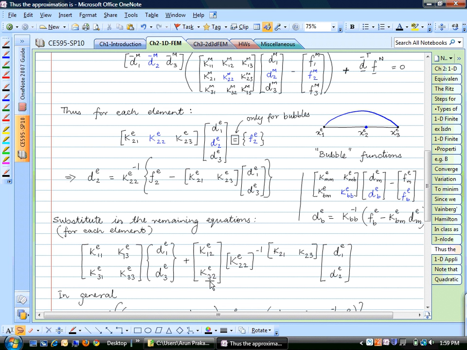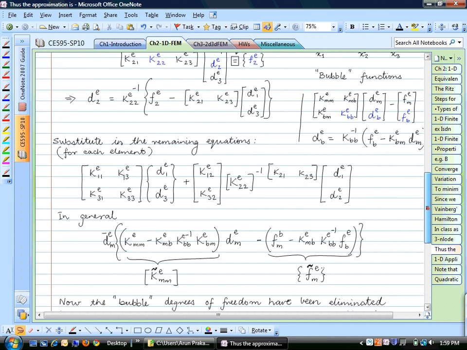KE32, that's right here. So this is a 2 cross 1 multiplied with a 1 cross 2. This will also give you a 2 cross 2, right? In the middle here, it's just a scalar in this case because we have only one bubble shape function. But if you have 2 or 3, then again this would just be a matrix, and you would still get 2 cross 2. So this is just a little bit of a rearrangement of equations.